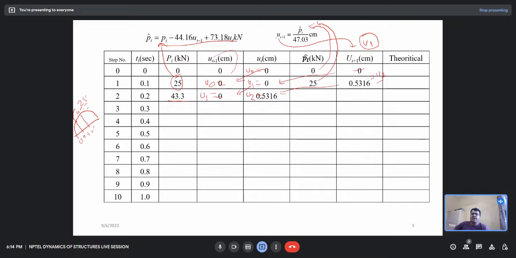If you find out what your pi cap is, now put pi equal to 43.3, u(i-1) or u1 is 0 and u2 is 0.5316. If you put these values in this equation, I get the value of pi cap, which comes out to be 82.20 kilonewton. Now after getting this value, I will put this here and get this again here. So that is my u3.